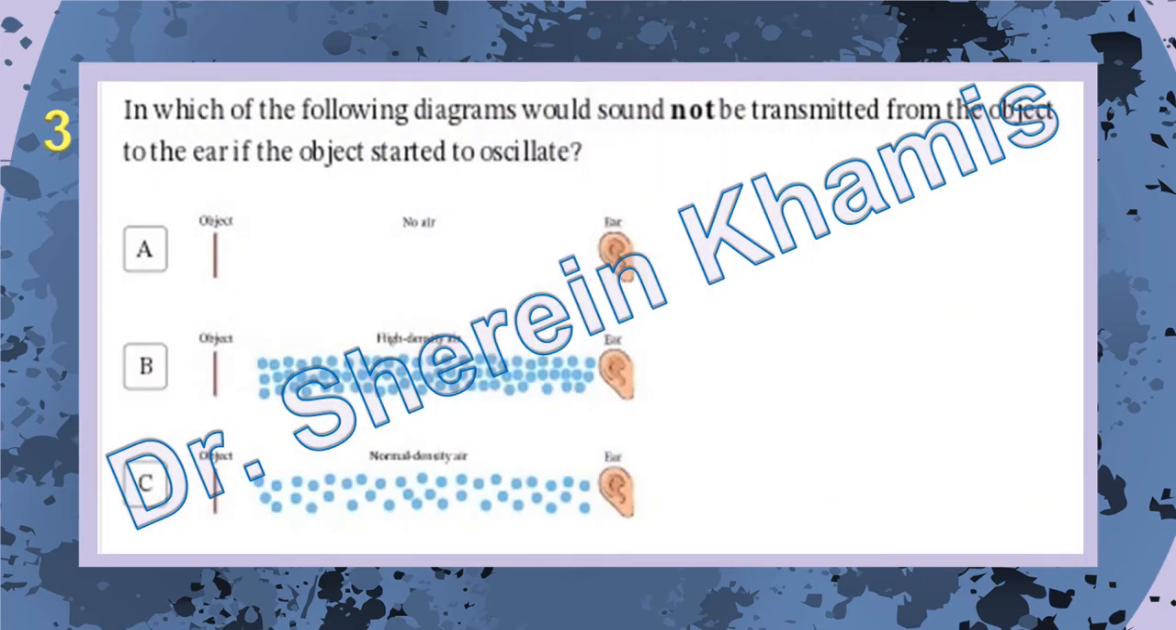Question 3 says: in which of the following diagrams would sound not be transmitted from the object to the ear if the object started to oscillate? We said that sound is a mechanical wave. Can mechanical waves travel through space, or in a vacuum? No, all mechanical waves, including sound, need a medium to travel through. So sound can't travel in space or a vacuum.